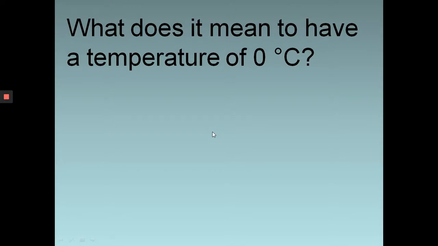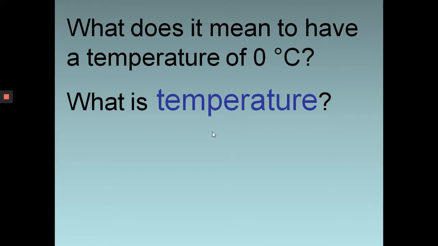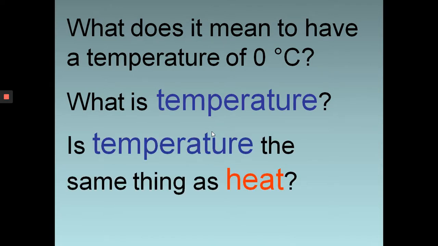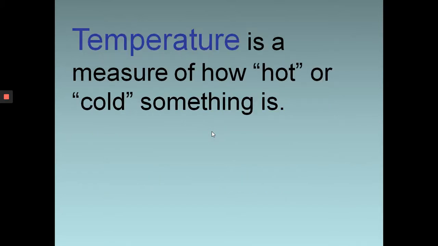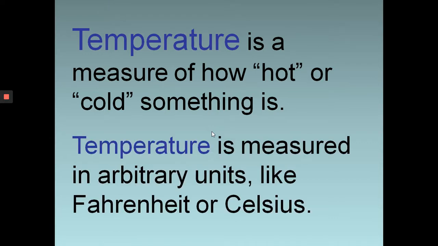Okay, so what does it mean to have a temperature of 0 Celsius? You need to first understand what temperature is. Is temperature the same thing as heat? Well, temperature is a measure of how hot or cold something is. So temperature and heat are not the same thing. Temperature is measured in arbitrary units such as Fahrenheit or Celsius.